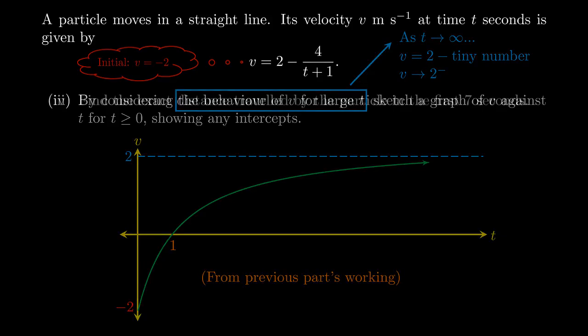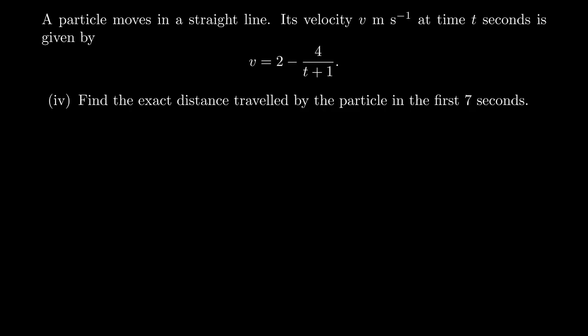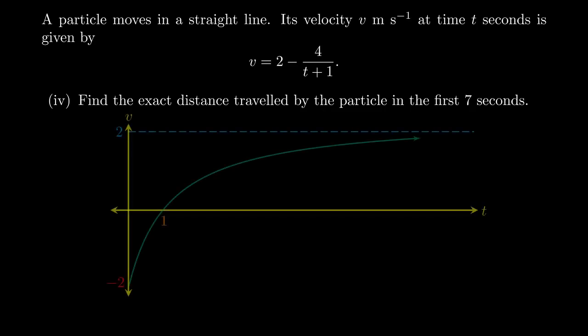Alright, and the last part, find the exact distance traveled by the particle in the first 7 seconds. So before we go at this one, I think I might just bring back the graph a little bit, because what I want to show is the trajectory of the particle. It's going to be very important in calculating this, because to get the distance or to get displacement, we always integrate the velocity, but we can't just integrate from 0 up to 7, and this is why.